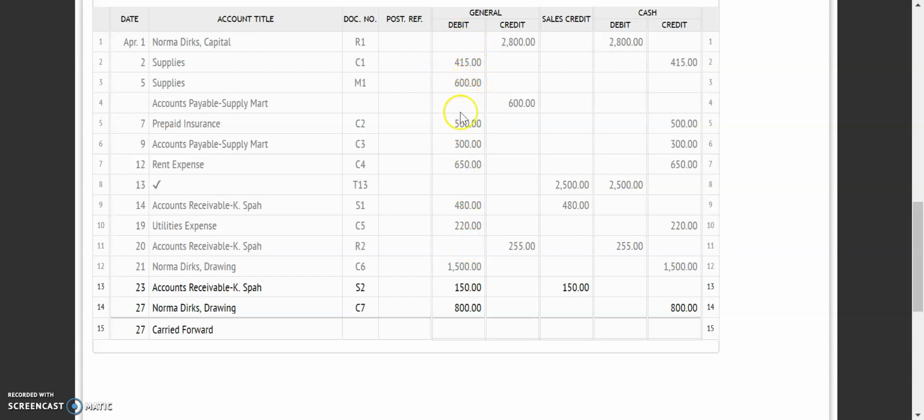Our first column total, which is general debit, when we add all these numbers up, you should get a total of $5,615. When we total up our general credit, we should get a total of $3,655. Our sales credit is $3,130. Our cash debit is $5,555. And our cash credit is $4,385.